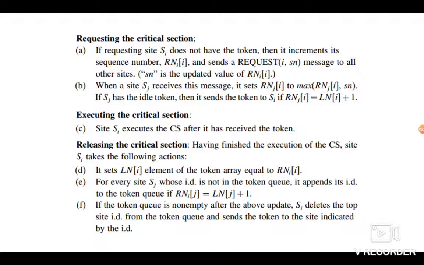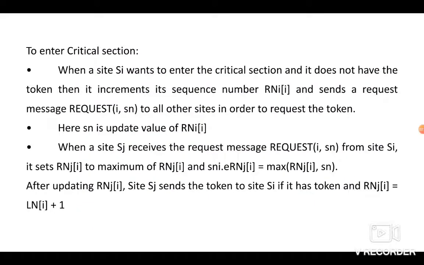Like the other algorithms, here also we need 3 steps: requesting the critical section, executing the critical section, and releasing the critical section. The first step is entering the critical section. For example, if the site Si wants to enter the critical section and it does not have the unique token, what does it need to do? If it has the token, then no problem, it can immediately enter the critical section.